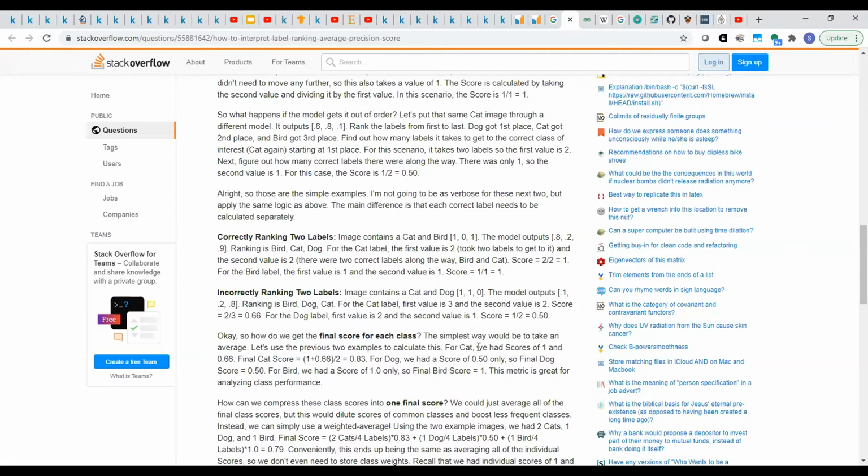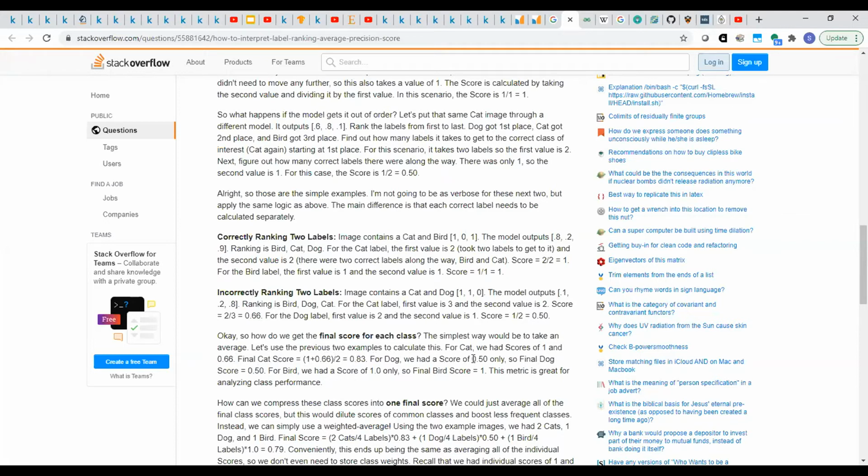So for cat, we had scores, if we go back and look, for cat, it's 1, right? And then in this case, the cat value is 0.66. You see that? Meaning the first one, it got a 1 for the cat. And then in the second one where it was incorrect, it was 0.66. So think of this as one sample and think of this as the other sample. So you now have a score of 1 for the first sample and then 0.66 for the second one. So final cat score is 1 plus 0.66 by 2, which is 0.83.